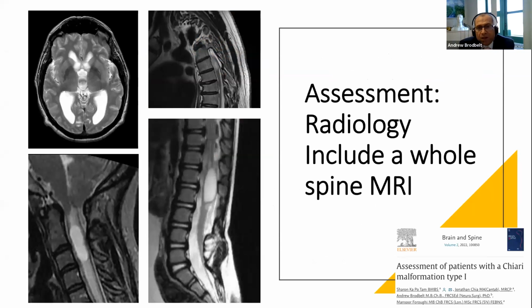Any patient referred with an asymptomatic Chiari should have at least imaging of their brain and cervical spine. If they have a syrinx or the person is symptomatic, then further imaging of the whole spine is required. I'd like to put a plug for Sharon's paper published last year in Brain and Spine, which goes into more detail about the clinical and radiological assessment of patients with a Chiari and syrinx.